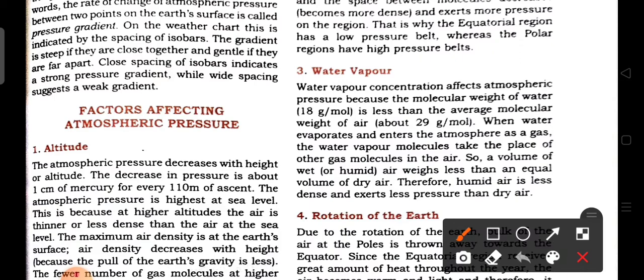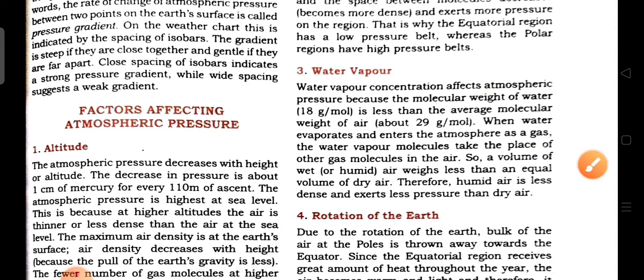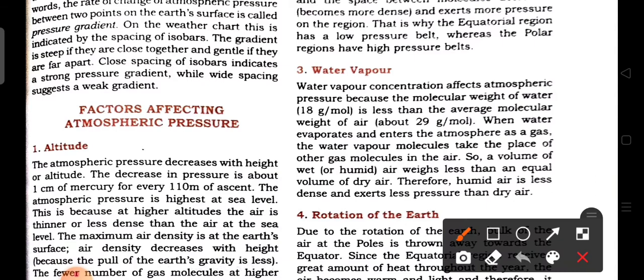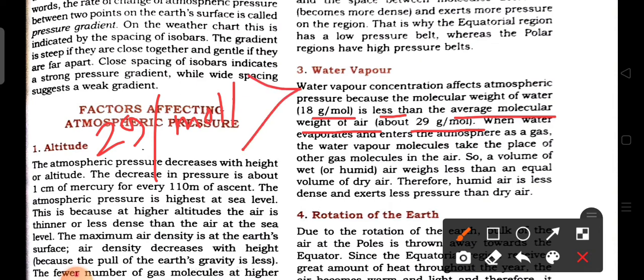Water vapor concentration affects the atmospheric pressure. How does it affect the atmosphere? Because the molecular weight of water is 18 gram per mole, which is less than the average molecular weight of the air, that is 29 gram per mole. So 29 gram per mole is higher than the weight of the water vapor, that is 18 gram per mole.